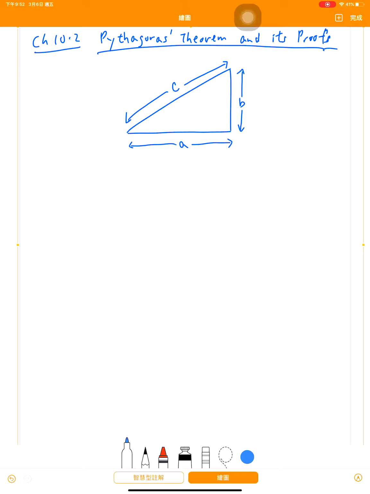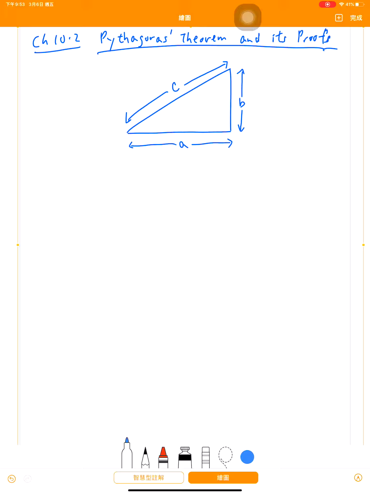Okay, hello everyone. Today we are talking about chapter 10.2. There is the Pythagoras theorem and its proofs. Some of you may have already heard about the Pythagoras theorem. In Chinese, it's called 畢氏定理. In fact, it's a very famous theorem in mathematics.